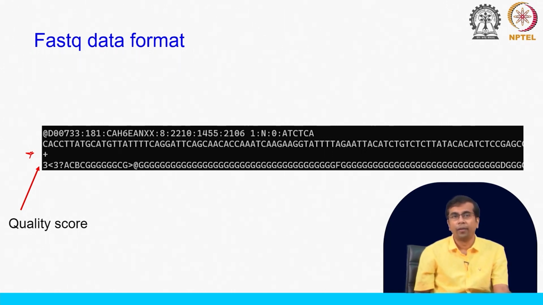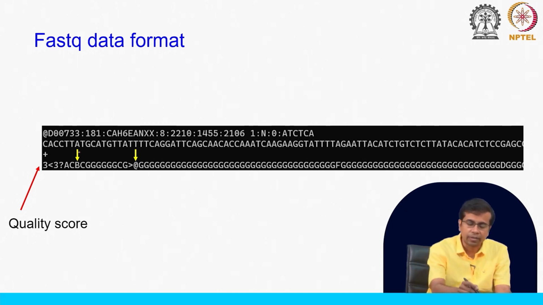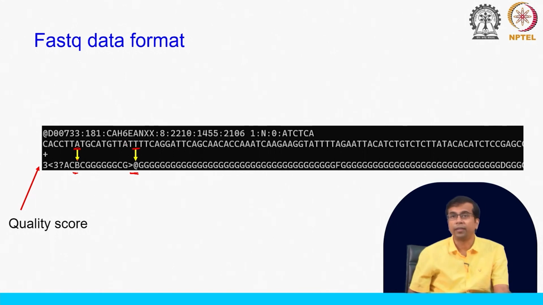Now, focusing on the quality score. This is not a number, although sometimes you see numbers like 3, but most of them are letters like A, C, B, F, G, etc., or some symbols, for example question mark or greater than sign. So how are these quality scores represented here? One thing that you should notice is that this quality score B here is for this base A, and this quality score at the rate is for this base T.